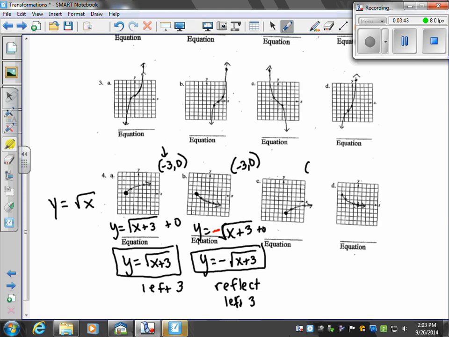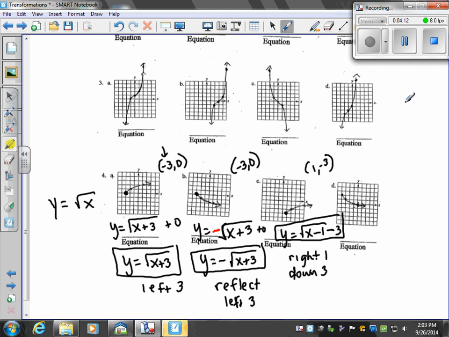And let's move to C. This point is the ordered pair negative 1, 3. So we have y equals square root of x minus 1, and then on the outside we have minus 3. And that's our equation, and it means it's going to the right 1 and down 3 units.